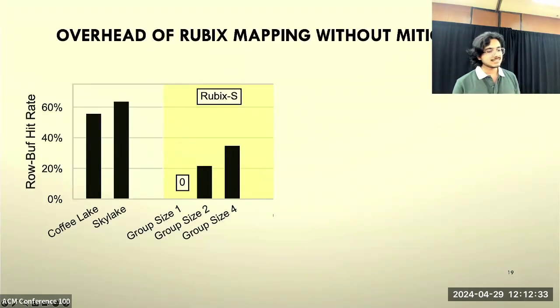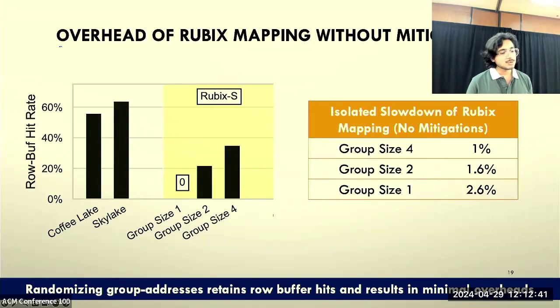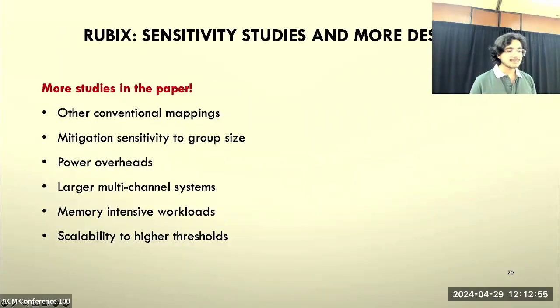So as you can see here, the group level randomization retains a robust hit rate of about 40% compared to 60% for the conventional policies. And the slowdown due to the mapping alone, even if we don't have any underlying mitigations, is just 1% for a group size of 4. Even for a line level randomization, it is about 2.6 to 3%. We have several more sensitivity studies and discussions in the paper. So we have power overheads, memory intensive workloads, and so on.